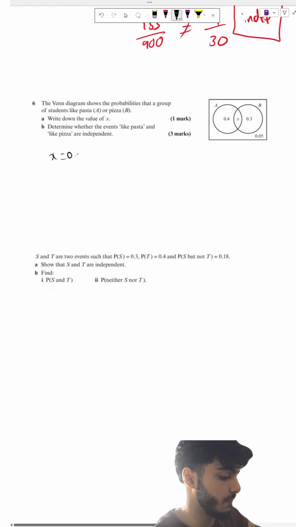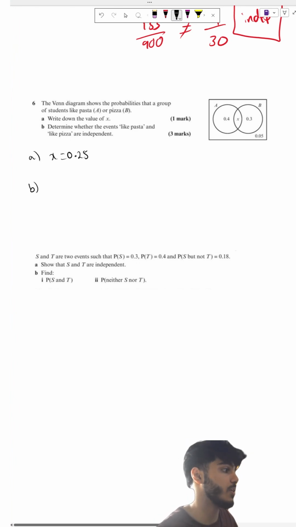X is 0.25. What am I studying in uni? I applied for dentistry. I didn't get into dentistry. So I'm reapplying this year. But if I don't get any again this year, then I'm just going to do something like finance or economics, something like that.